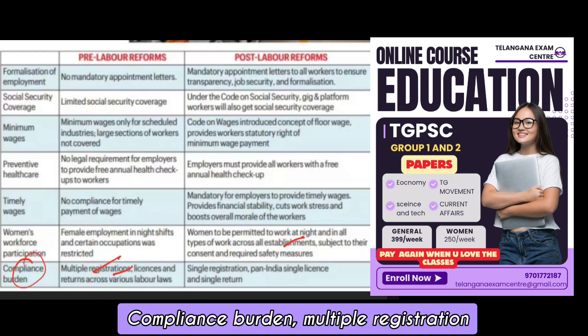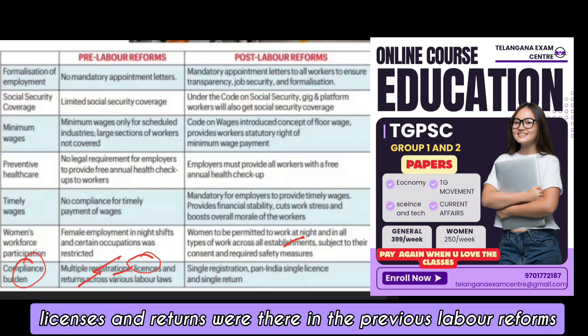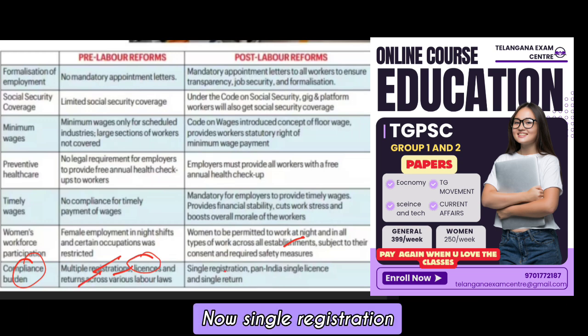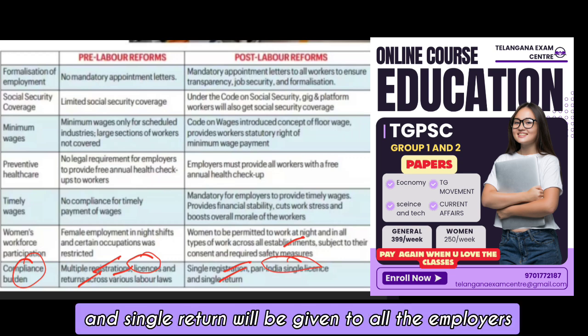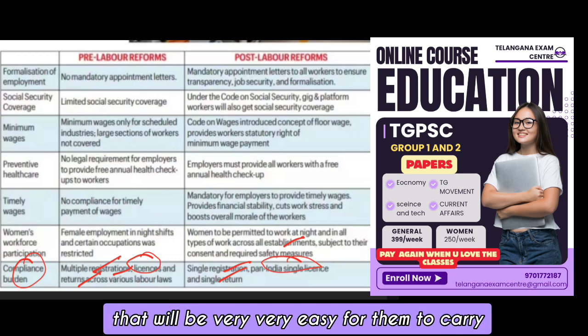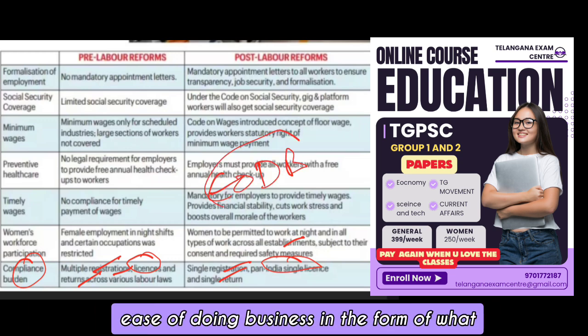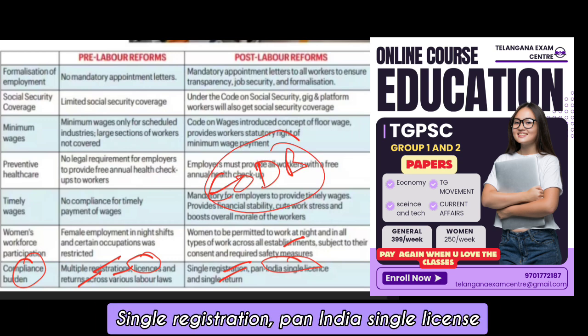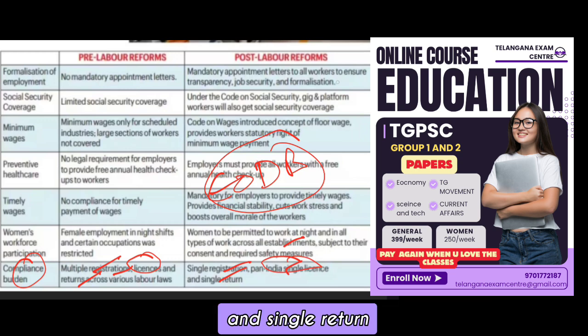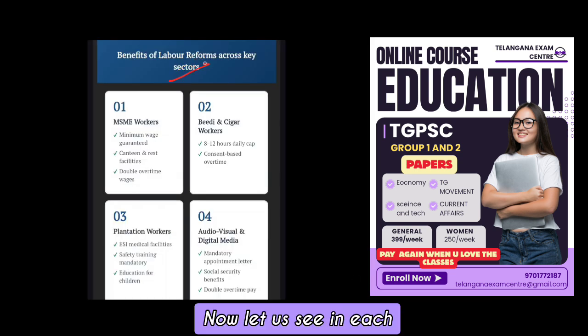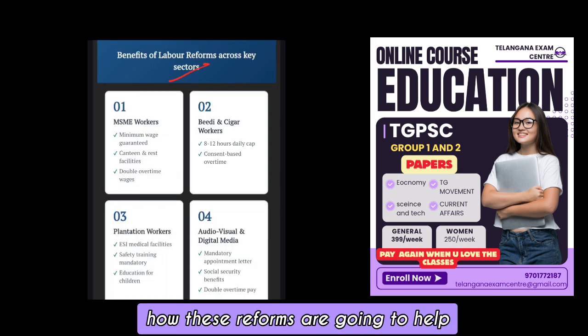Compliance burden. Multiple registrations, licenses and returns were there in the previous labor reforms. Now a single registration, a pan India single license and a single return will be given to all the employers. That will be very easy for them to carry out their businesses. So basically the Government of India is promoting ease of doing business in the form of what? Single registration, pan India single license and single return. Now let us see in each and every sector how these reforms are going to help.